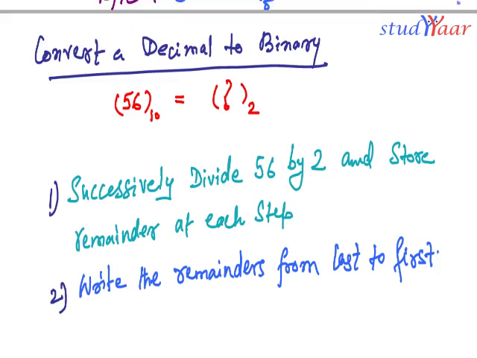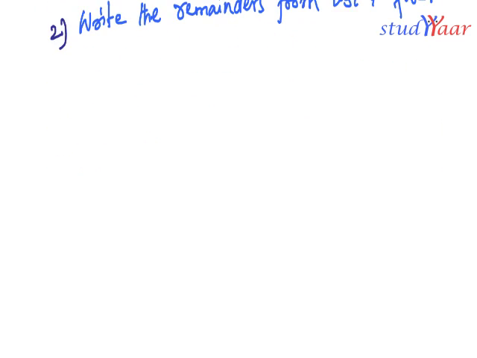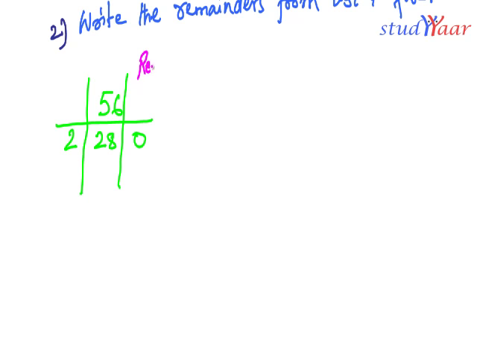Okay, we already have 56 in decimal to be converted to binary. So first I'm going to successively divide 56. Let's do it like this. I divide it by 2. What do I get? I get 28 over here and I get 0 over here. This column is the remainder column and this column is the quotient column.